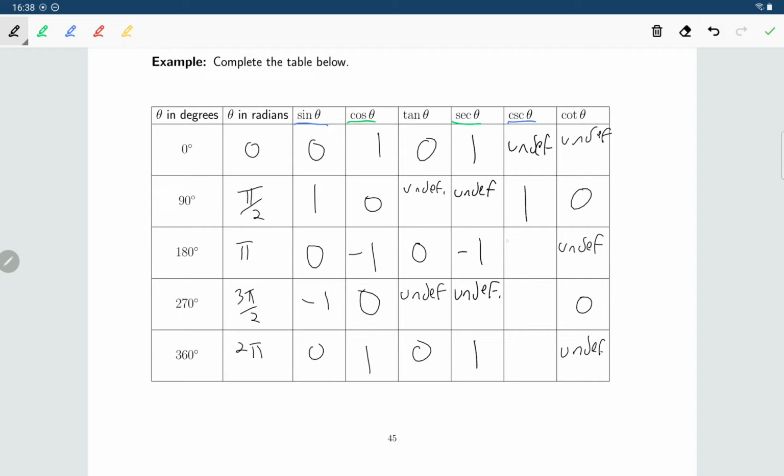Reciprocal of 0 for 180 degrees, which is undefined. Reciprocal of negative 1, which is negative 1 for 270 degrees. And the reciprocal of 0, which is undefined for 360 degrees. And there we go.